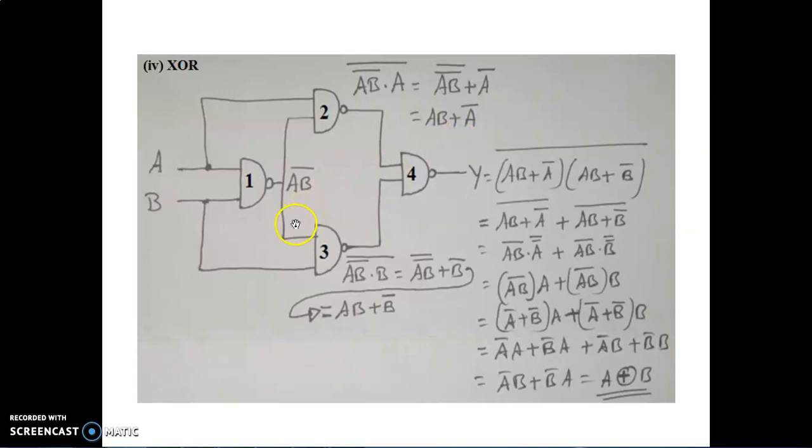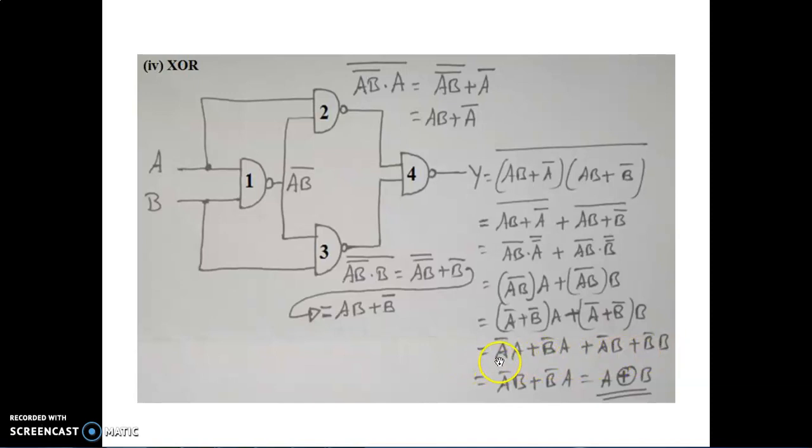Next, the output of the third gate is ((AB) bar dot B) whole bar. Apply De Morgan's theorem and simplify. We get AB plus B bar. Next, the outputs of the second and third gates are given as inputs to the fourth gate. The output of the fourth gate is ((AB plus A bar) dot (AB plus B bar)) whole bar. Apply De Morgan's theorem and simplify. Finally, we get this equation.